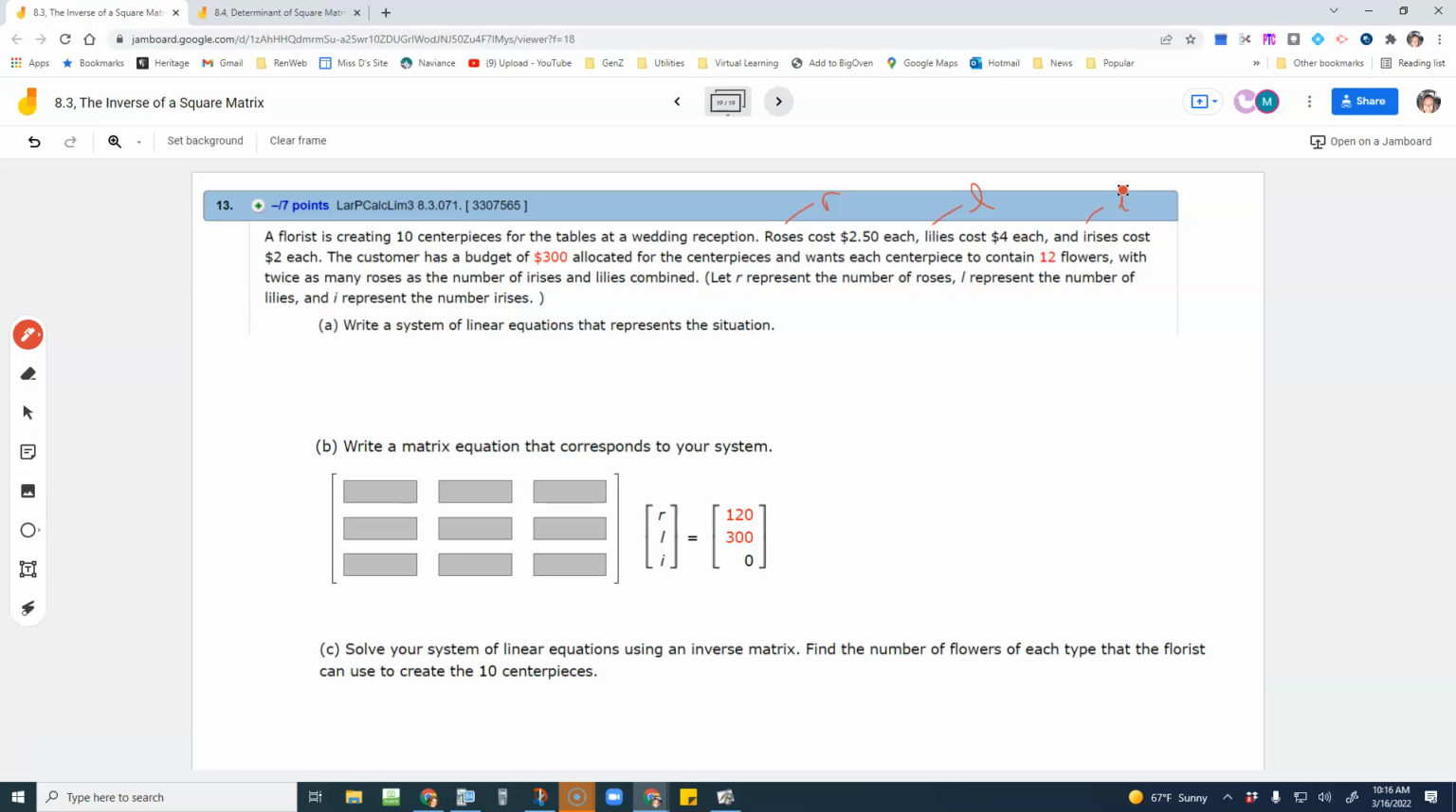The customer has a budget of... anytime you're doing a word problem, this is huge. Look and find the cell phones, because that's what we do everything on, because we're always on our cell phones.